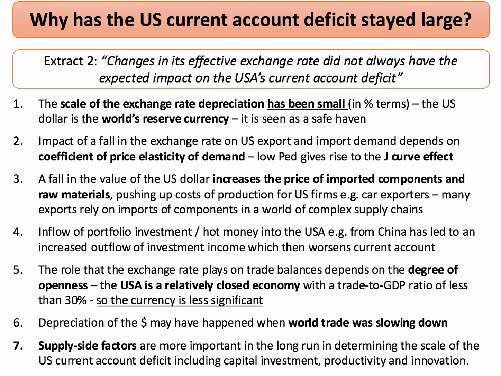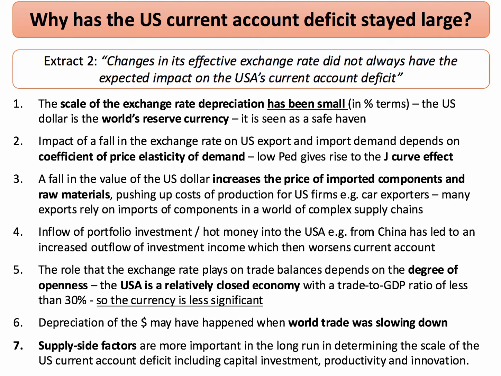So the exchange rate is an important, significant variable. In the United States, the trade to GDP ratio is about half that of the UK. It's around 30-35%. So changes in the external value of the dollar are actually less significant for the United States than, let's say, a change in the value of sterling.